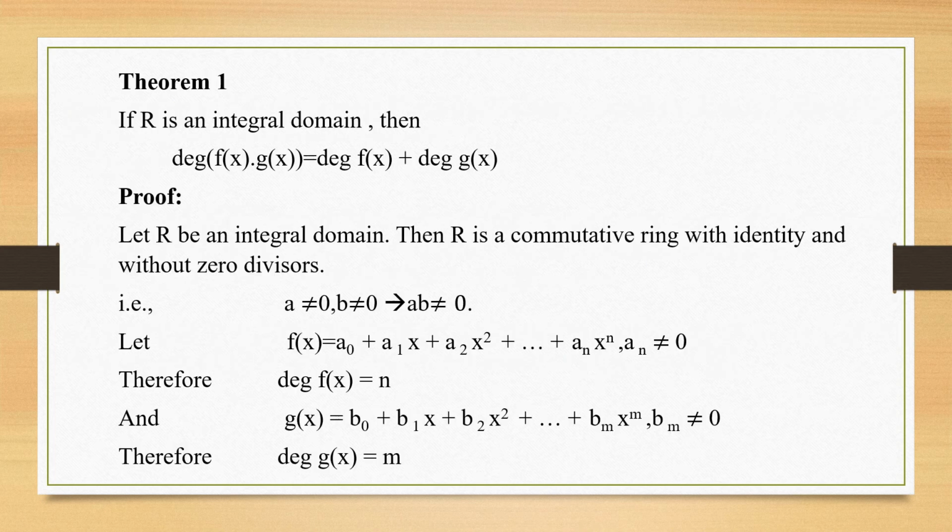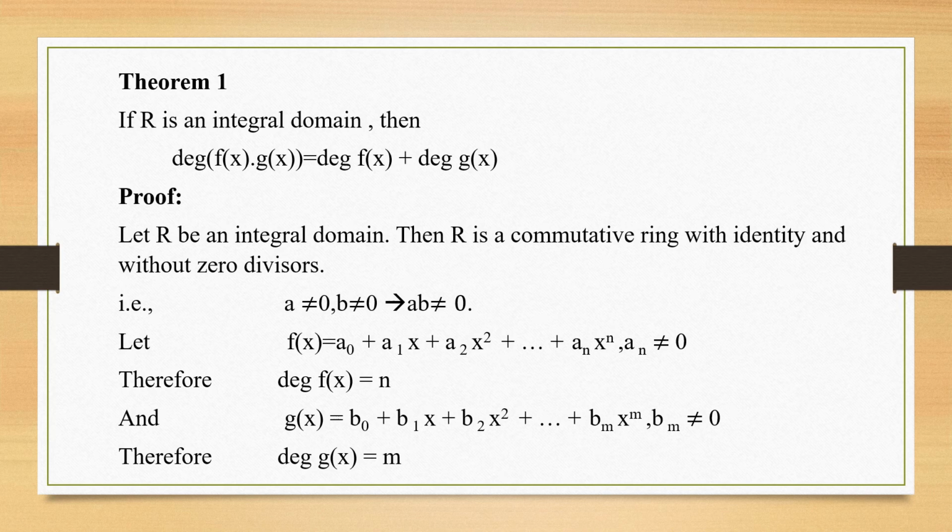Next, we have two theorems here. The first theorem: if R is an integral domain, then degree of f of x into g of x is equal to degree of f of x plus degree of g of x. Now in the previous unit you would have seen what an integral domain is. An integral domain is a commutative ring with identity and without zero divisors, right? So what are zero divisors? When you take two numbers and both the numbers are non-zero but the product is 0, then they are called zero divisors.